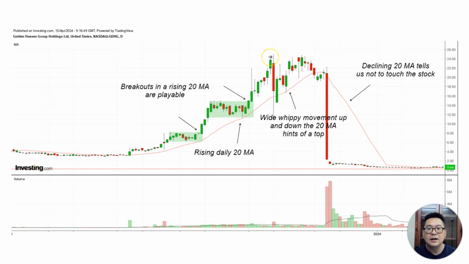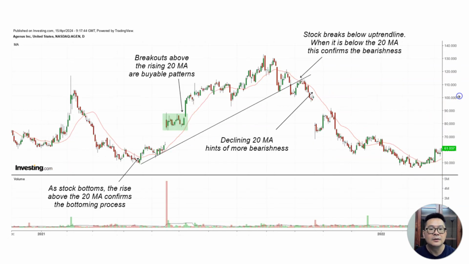Now, eventually, if the stock goes up too high, it will get whippy and go up and down. The 20 MA, you can see it go down, go up, and then go down again. So usually whippy movements up and down the 20 MA hint at a top, and you have to be very careful. The moment it drops down here, it already shows you a hint that it wants to top, and we have a double top here, and once it breaks, boom, all the way down. And a declining 20 MA right here tells us not to touch the stock. I think you could buy here, but it keeps on trading sideways and even lower from there.